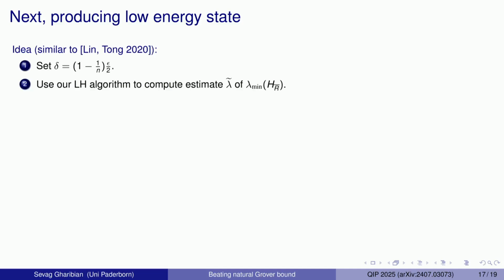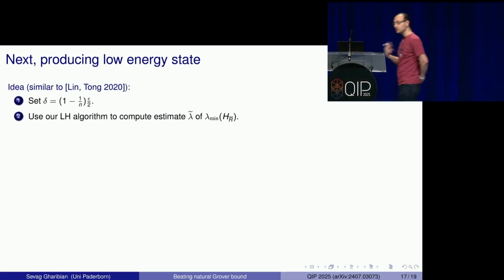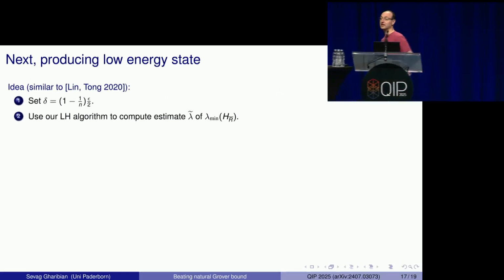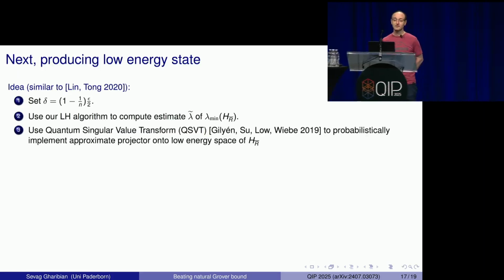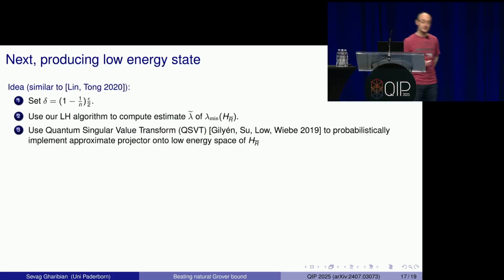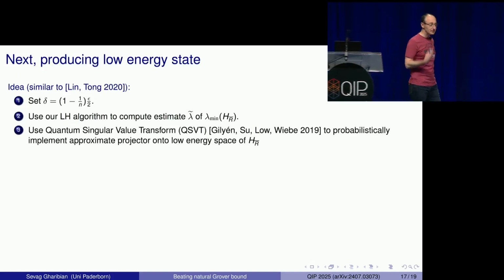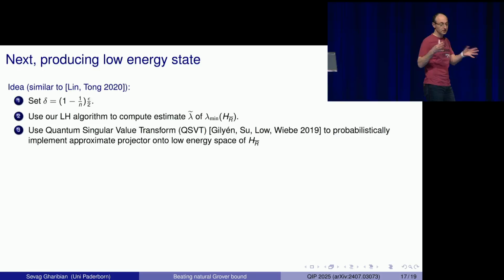The other thing is we talked about producing the low energy state. How do we do this? This is, again, going to be similar to Lin and Tong. We'll pick some precision parameter delta. We'll use our local Hamiltonian algorithm to compute an estimate of that baby Hamiltonian's ground state energy. Then, using the QSVT framework, we can probabilistically implement an approximate projector onto the low energy space of this Hamiltonian. Of the baby Hamiltonian, let me be clear.